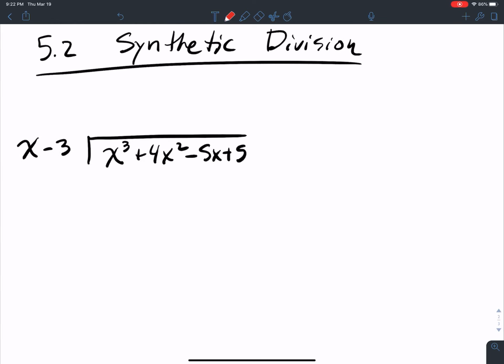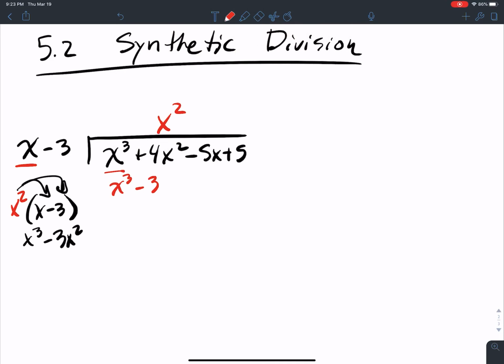So, how many times will x go into x cubed? If I multiply x by x squared, I get x cubed, which is what I want. So that gives me x cubed and then minus 3x squared. Draw the line, change the sign. Those cancel like I want, and I get 7x squared. Drop it down, minus 5x.